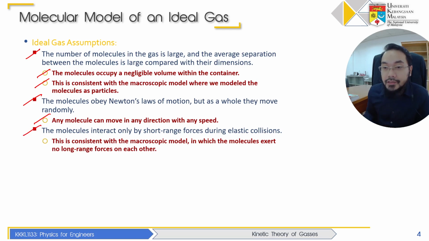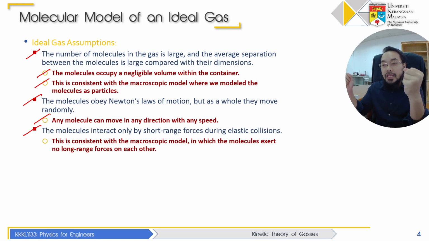Okay, this is consistent with the macroscopic model in which the molecules exert no long-range forces on each other. This means that inside a container, you have two atoms or many atoms. If you take only two atoms randomly, based on Newton's law, two particles or two objects will exert force on each other, either attraction or separation. So in an ideal gas, we assume that there's no long-range forces.